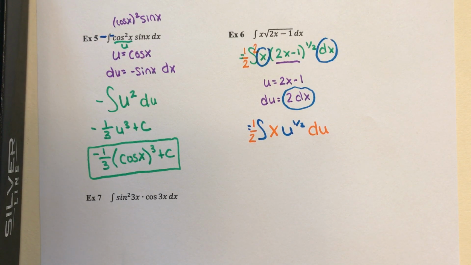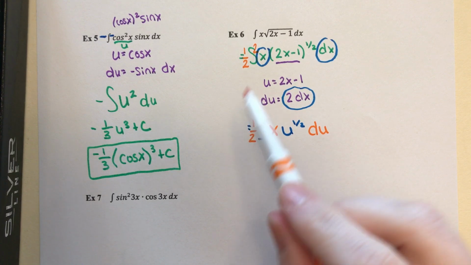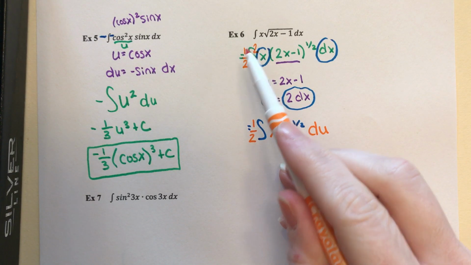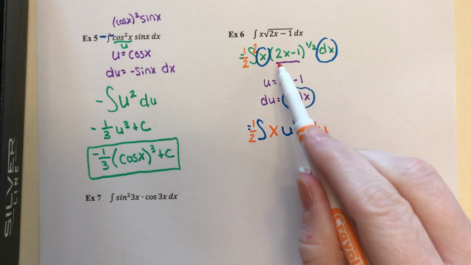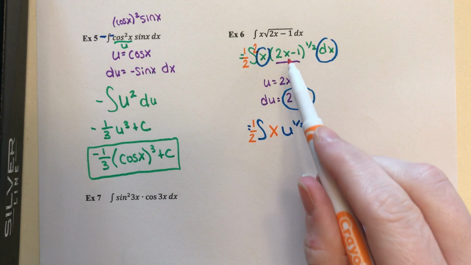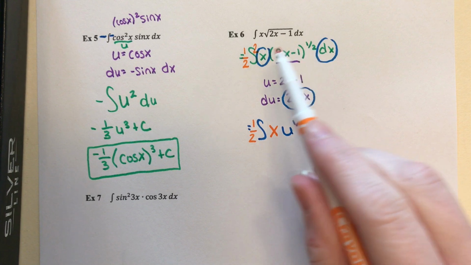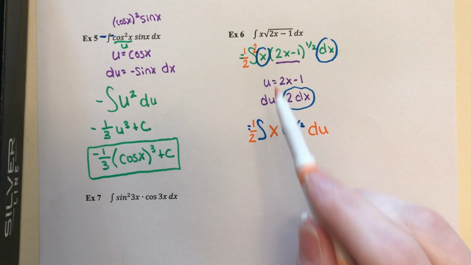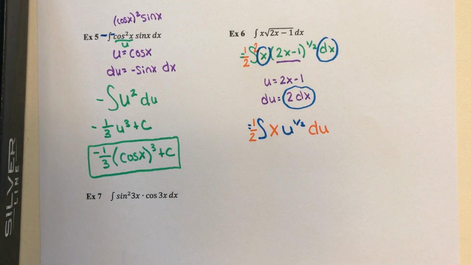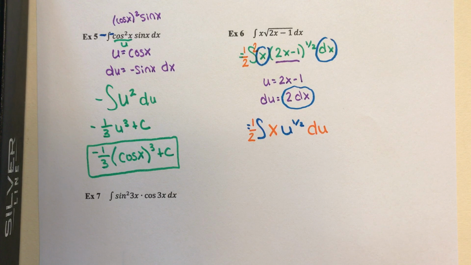So right now though, why don't we just write down what we have so far. I had to add in a 2, so I balanced it out with the 1/2. I brought that down. 2x minus 1 is our u to the 1/2. And then the 2 dx is our du. And then we've got the extra x, so I brought that down. Okay, so how are we going to fix this? So I can't take the integral yet because I've got an x and a u in the problem.